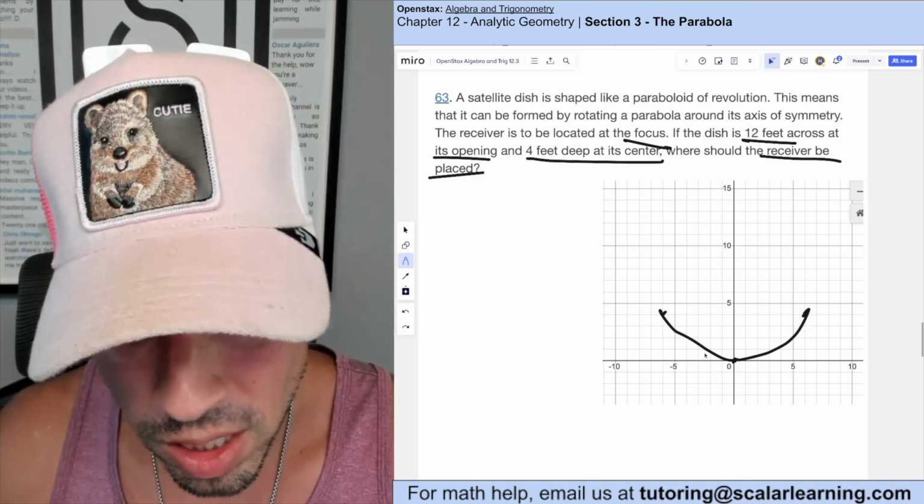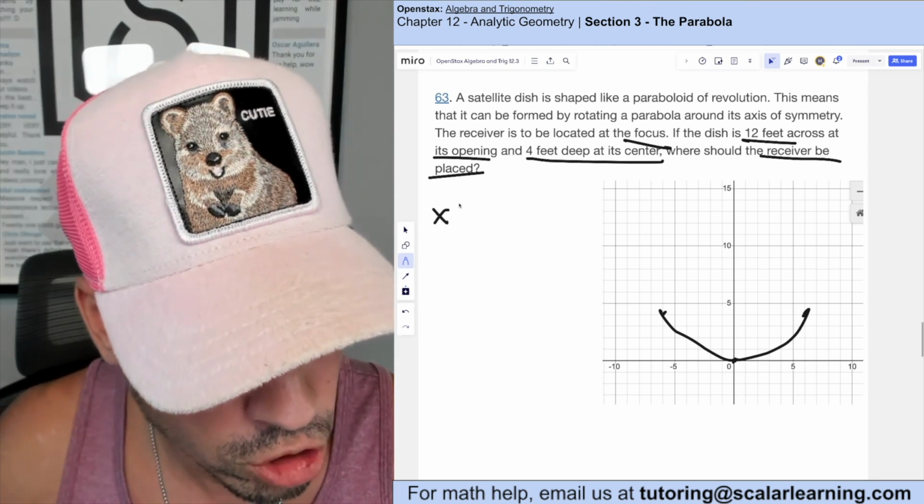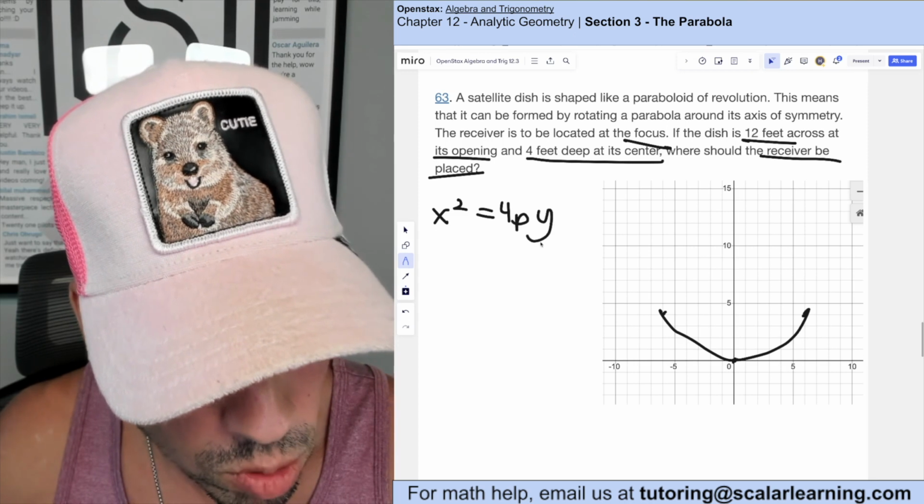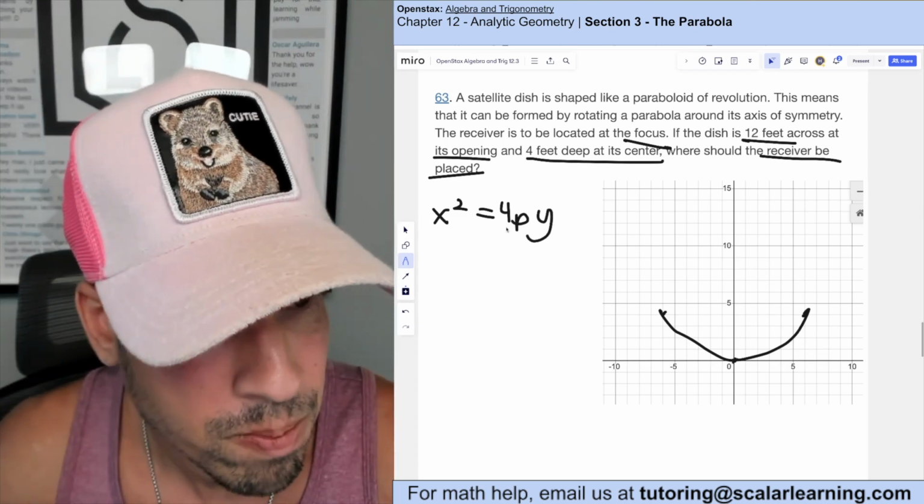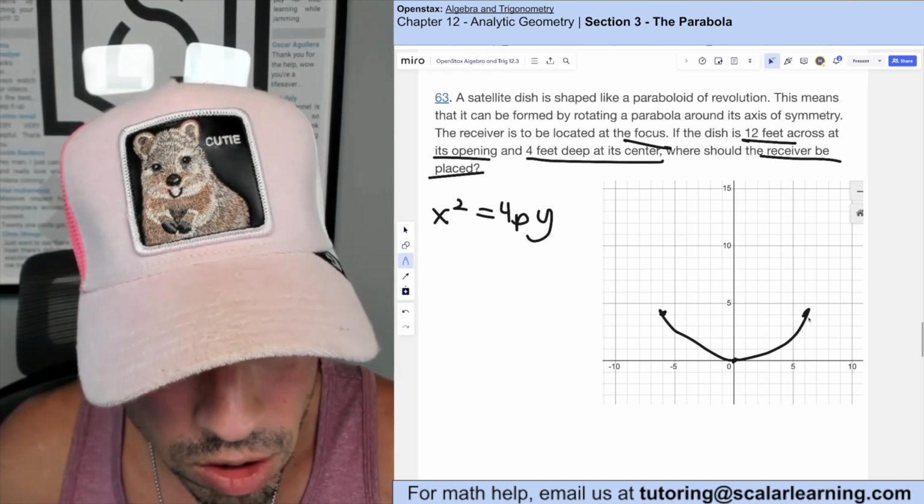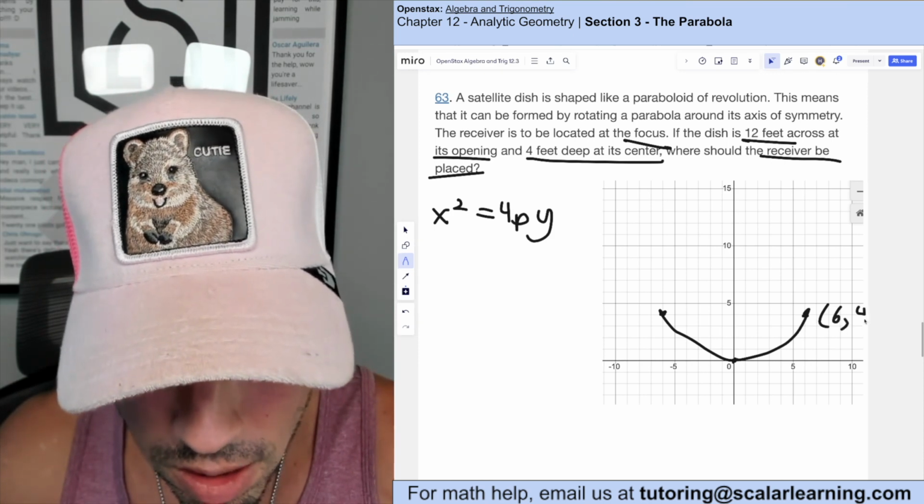So my vertex is 0, 0, and it's opening up. Well, that means it's an x squared situation. So we get x squared equals 4p times y. Okay, so now the question is, what is my p-value? And we're going to use that to find the focus. Well, if I've got a coordinate here and here, and I'll just choose one of these, I got a coordinate at 6, 4.